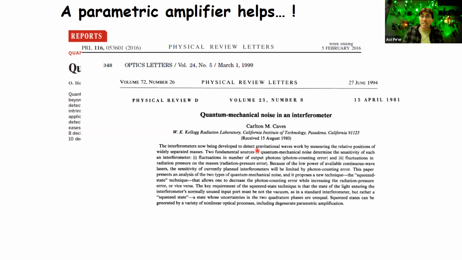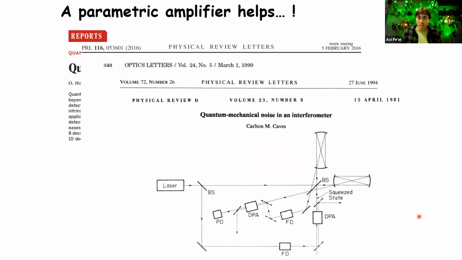If you take a deeper look at the paper of Carlton Caves from 1981, the paper where he first discussed quantum mechanical noise in an interferometer, this is a seminal work of the field. In the end he has a technical appendix where he discusses how we handle inefficient detectors. What do we do with inefficient detectors? And here you see the interferometer, and here is a parametric amplifier standing before the photodetector. This is old news. We didn't invent anything.